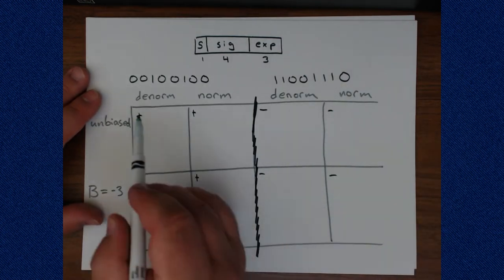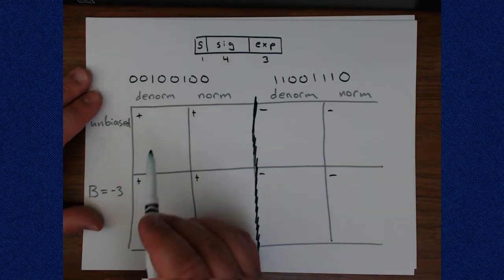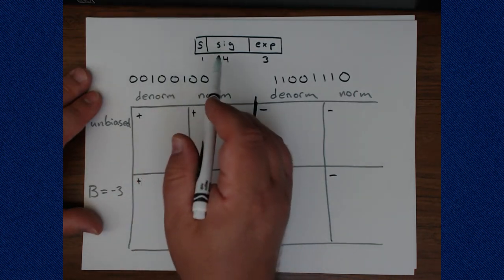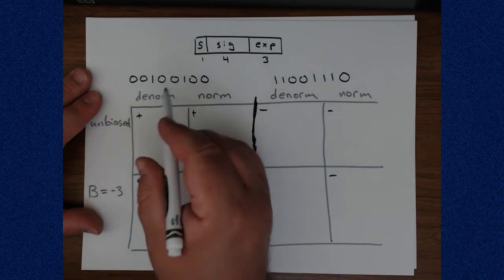Great. The next thing we want to write is the significand, and that's going to be denormalized or normalized. In a denormalized significand, we take the 4-bit pattern, 0, 1, 0, 0, and we just write it down.